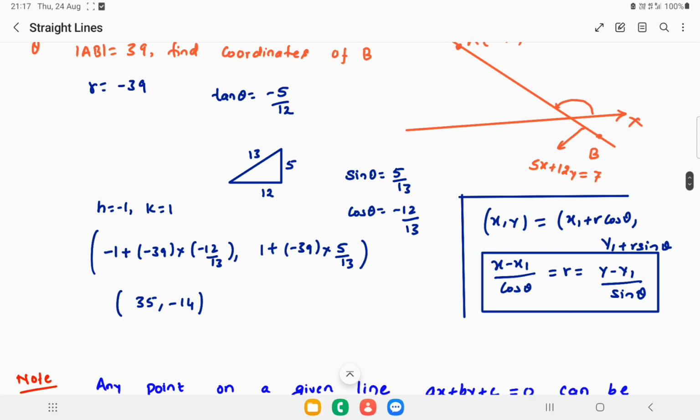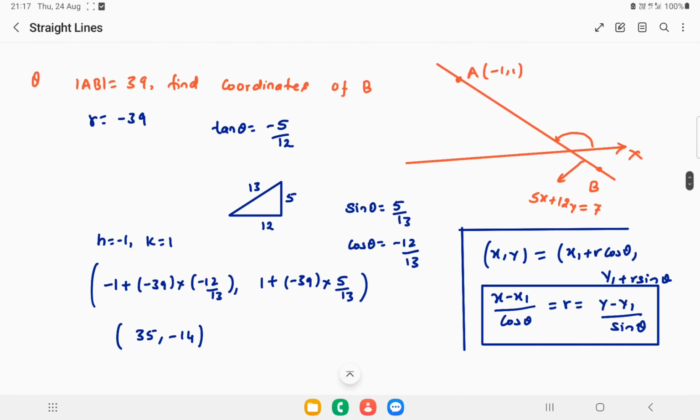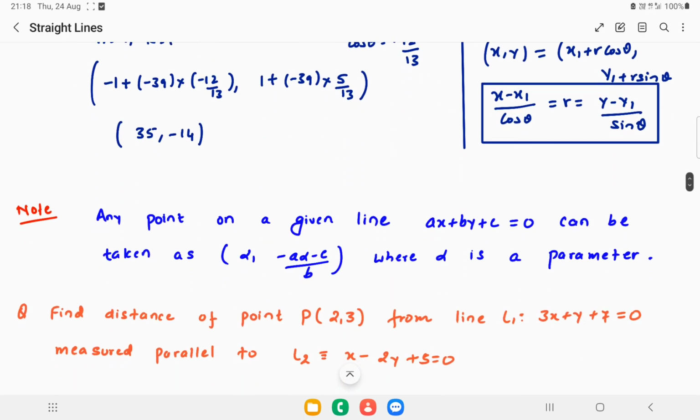What we said is that any line equation can also be written in the form (x minus x1) by cos theta equal to (y minus y1) by sin theta is equal to r, where x1 and y1 are the base coordinates. One point will be given on the line. r is the algebraic distance, and cos theta and sin theta can be evaluated with the help of the given slope of the line. Be reminded that sin theta is always positive and cos theta will be positive or negative based on whether the angle of inclination is acute or obtuse.